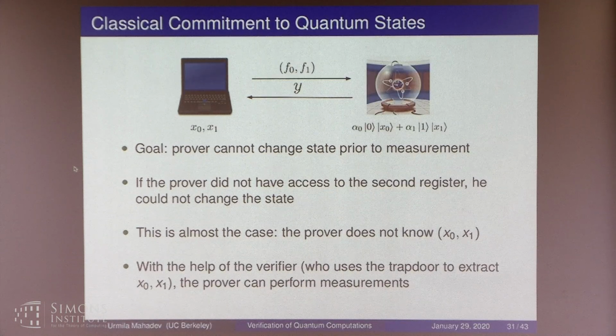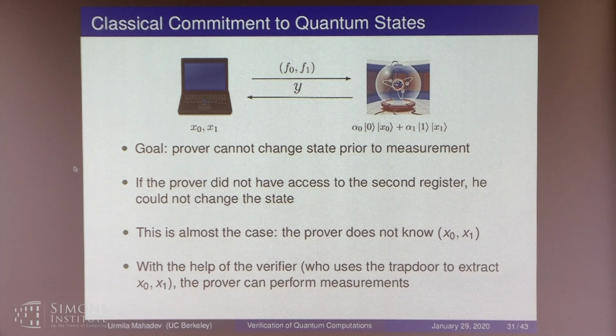And the reason is that even though the prover doesn't fully understand his state, the verifier does. So the verifier has the trapdoor, and he can use the trapdoor to extract X0 and X1. Now he knows something about the prover's state that the prover does not know, and he can help the prover in performing measurements. So what this means is that if the verifier wants the prover to do something, the verifier can help him. But if the verifier doesn't want the prover to do something, then the prover has no power on his own because he doesn't understand his own quantum state.